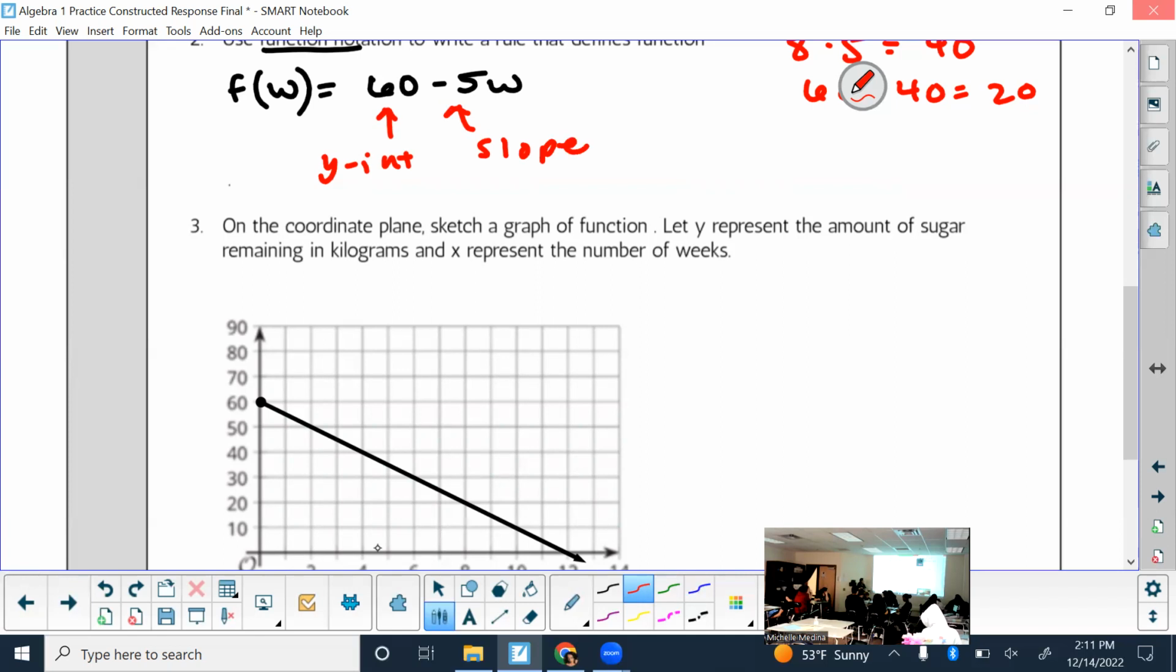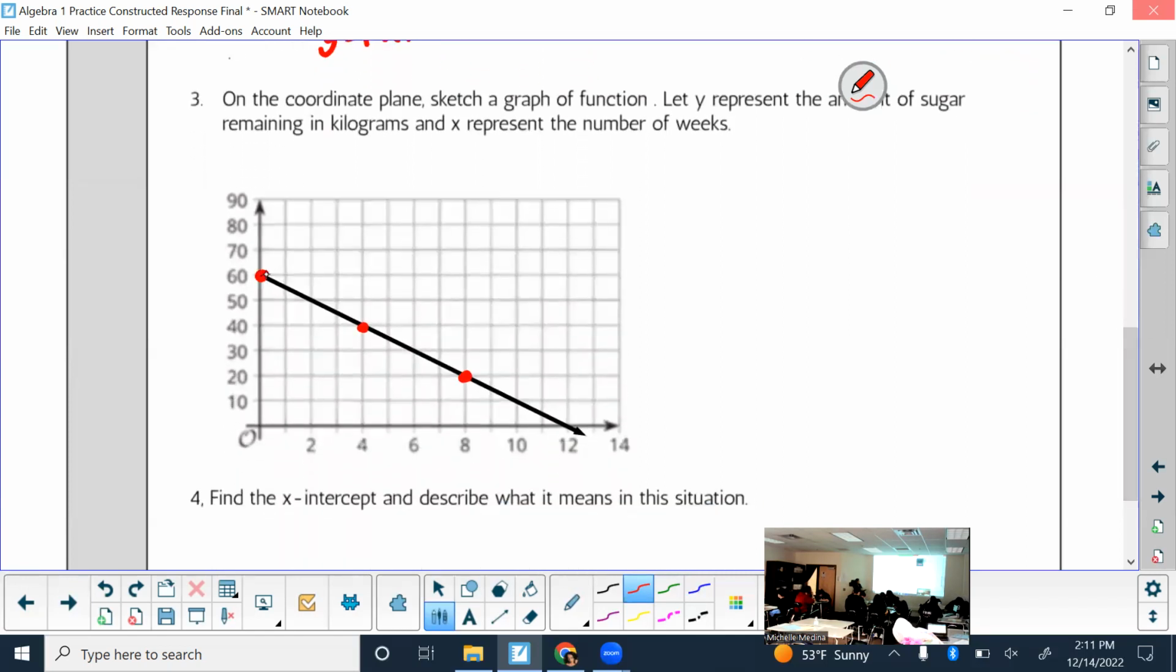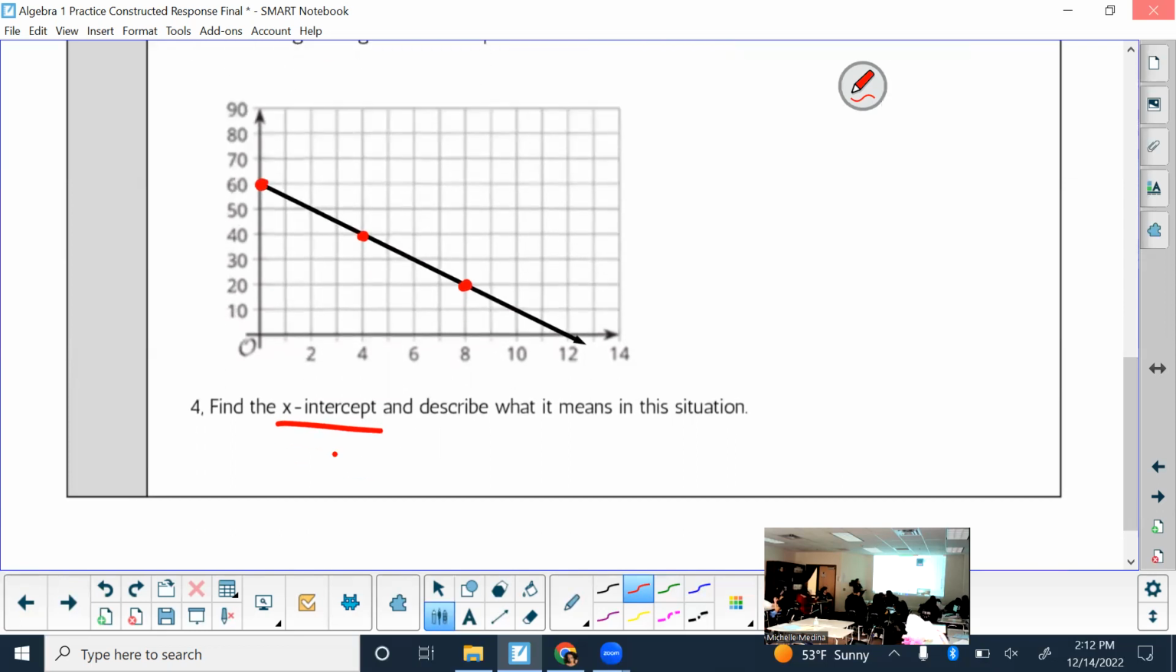So like at 4 weeks, what was the output of remaining? 40. And then at 8 weeks, what was the output? 20, and then you can make a straight line out of those 3 dots. Then it says find the x-intercept. So either keep the pattern going until you figure out what it is, or graph it in decimals, or make your line really straight that you can tell what it is. What is the x-intercept? And what does it mean in this situation?